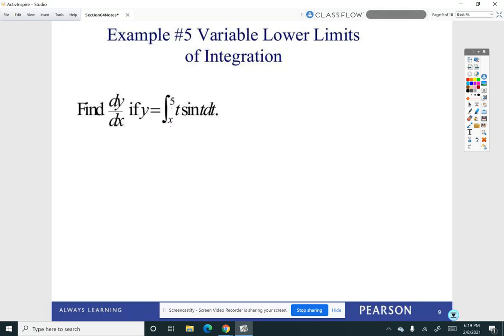So we need to use one of our properties of integration. One of the properties of integration says that we can flip the limits of integration over if we negate the integral. That would bring the 5 down here and bring the x up here. I don't remember the name of that property. The order of integration, I think it was called. That's in the properties of integrals from our last section. Okay, once that x is on the top, now we can find the derivative.